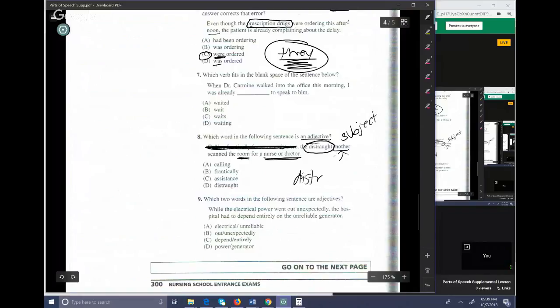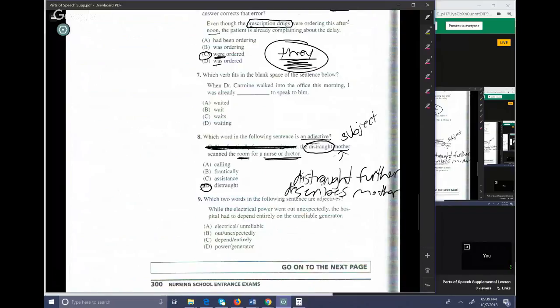Distraught describes a noun. It further describes mother, which is the noun as well as the subject. And an adjective is something that describes a noun. There is not an adjective with the other nouns. So it doesn't tell us what type of room it was, and it doesn't tell us what kind of nurse or doctor. They could have said like scanned the big room, and that would function as another adjective because then they're calling the room big.